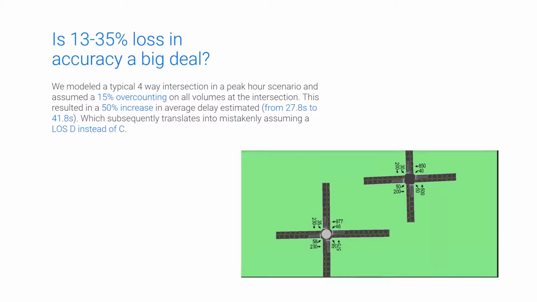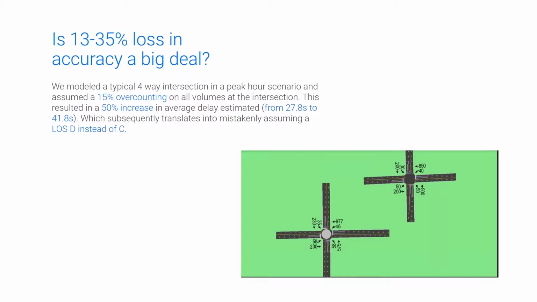To find the answer, we wanted to apply these results to a standard application that a traffic engineer would encounter in their day-to-day. We modeled a typical four-way intersection in a peak hour scenario and assumed a 15% overcount on all volumes at the intersection. We stayed on the modest end of the spectrum because obviously a 35% discrepancy is no longer statistically viable. But what happens if you're even 15% off? 15 out of 100 isn't too bad.